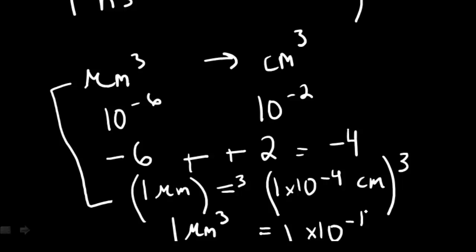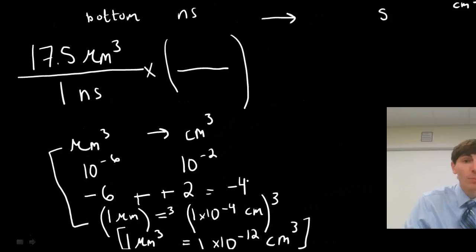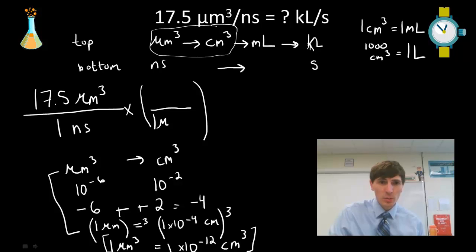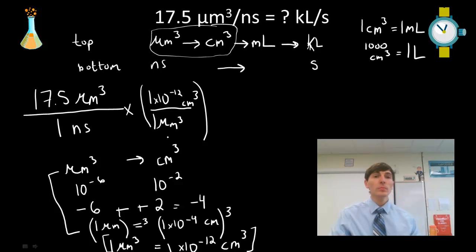So -4 times 3 is -12, and my unit gets squared as well. Okay. So now I have this new converter, which I can go and plug back into my first conversion factor to get me that first step. Okay. So we're going to go ahead and do that now. So I'm going to go 1 cubic micrometer is equal to 1 times 10 to the negative 12th cubic centimeters. All right. First conversion's done.